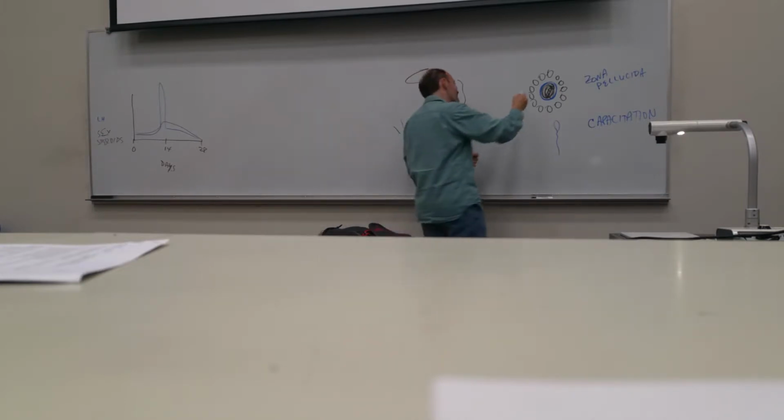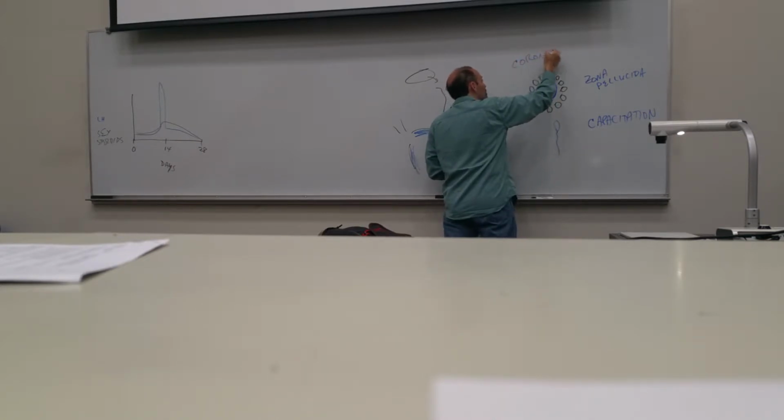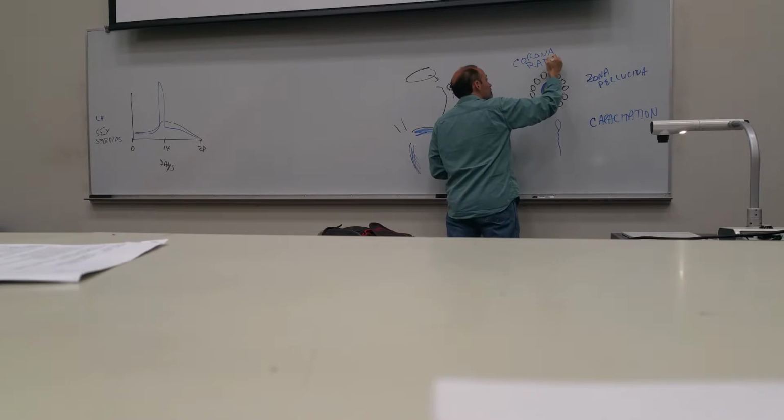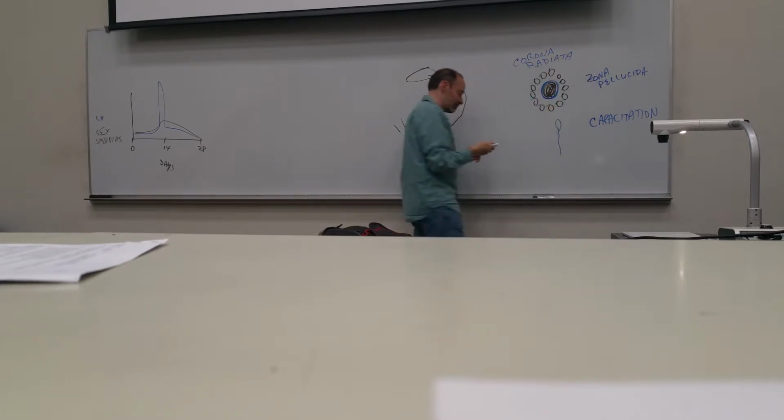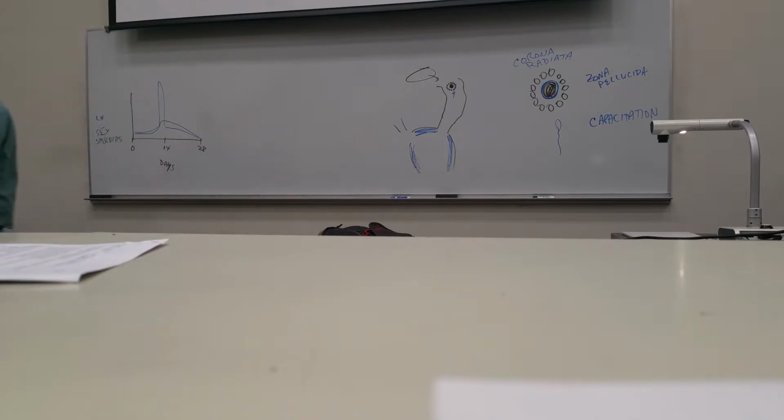That layer has a name, of course, everything has a name. It's called the corona radiata. The corona, as in crown. So somebody thought it looked like, I don't know who makes this stuff up. It's a crown of cells around the egg. I don't know. It's whatever. They had nothing better to do when they made up these names.